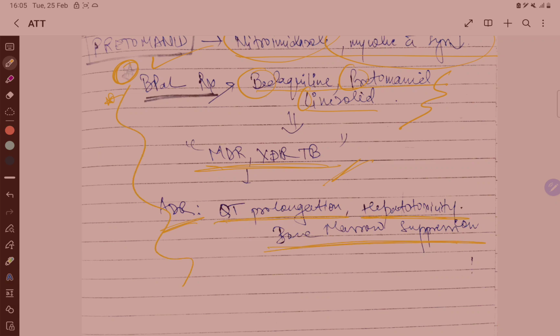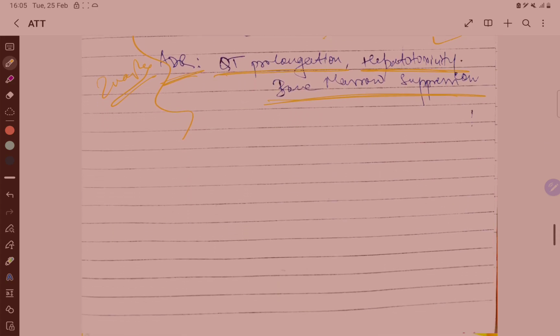Now, the BPAL regimen can be asked in a 2 marks question. What is a BPAL regimen? You have to just write the names of the drugs, where it is given, and what the side effects are, which you can see collectively.